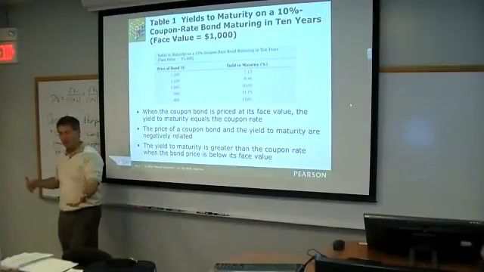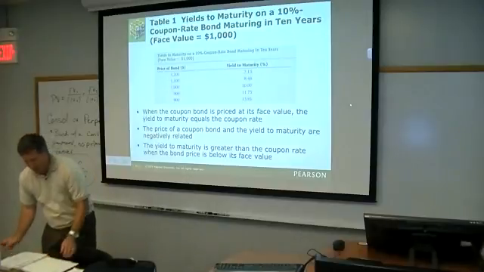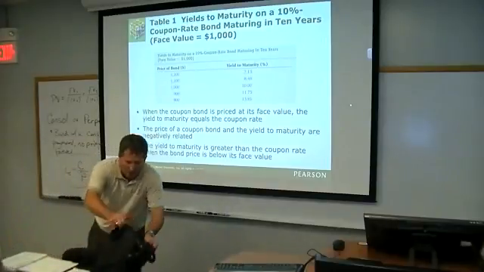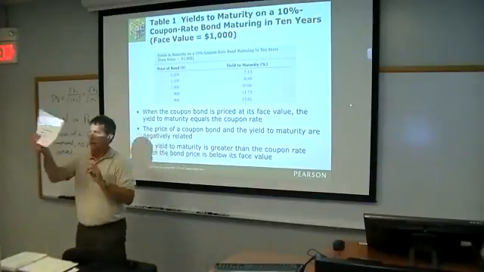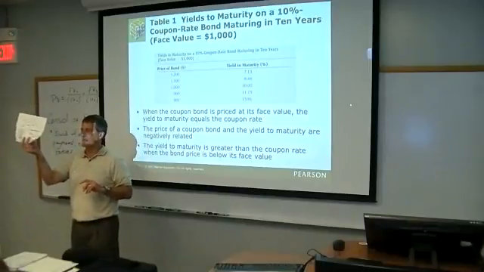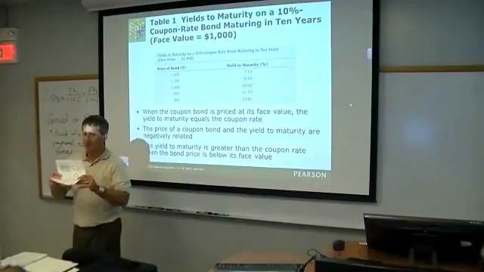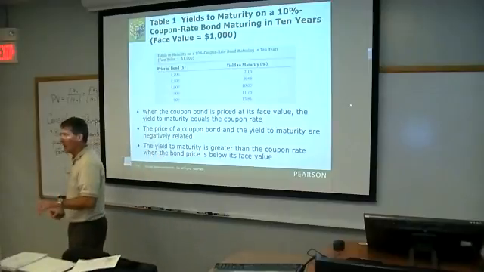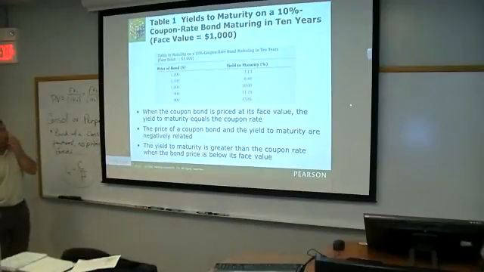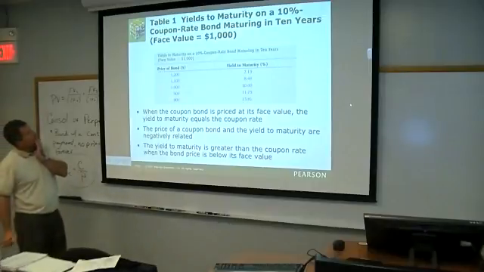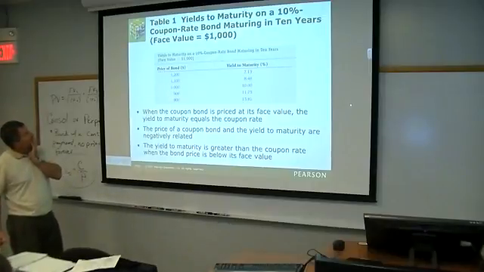Whoever is holding that bond instrument at the end of the term is going to get paid $10,000 from Obama, right? They turn in that piece of paper and they're going to get the face value. So that's ultimately the redemption value of it. So this little chart here looks at the yields to maturity on a 10% coupon rate bond maturing in 10 years.